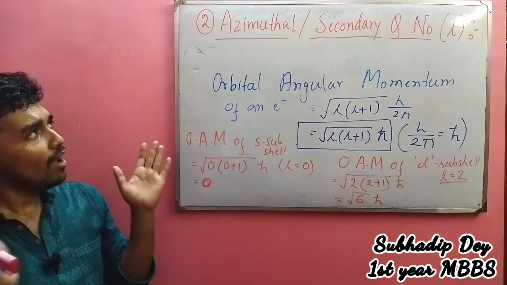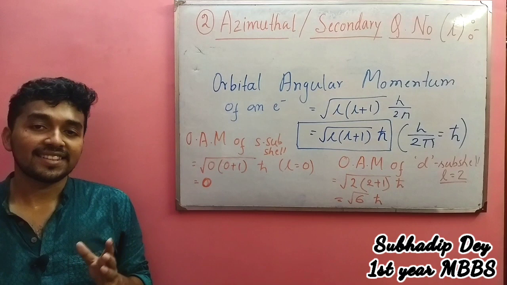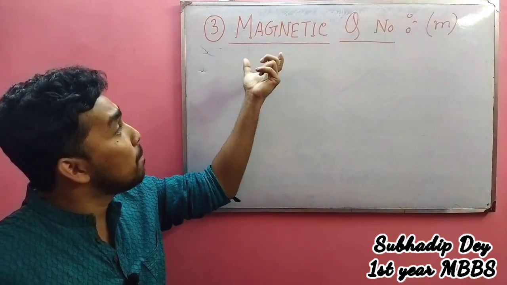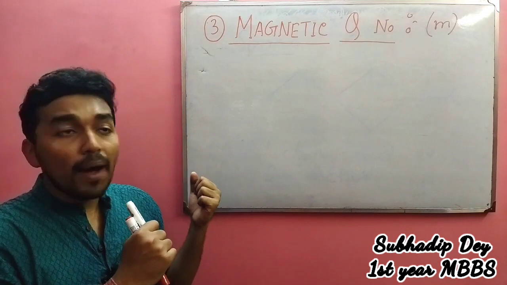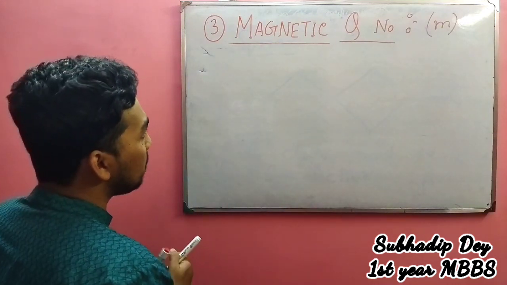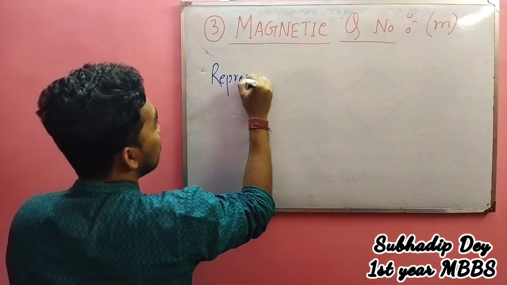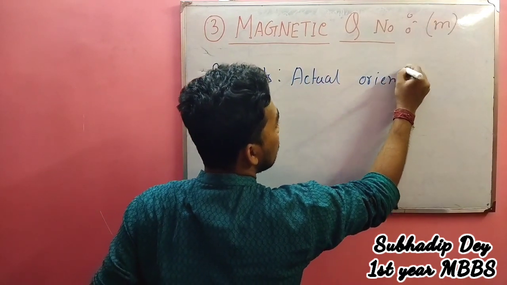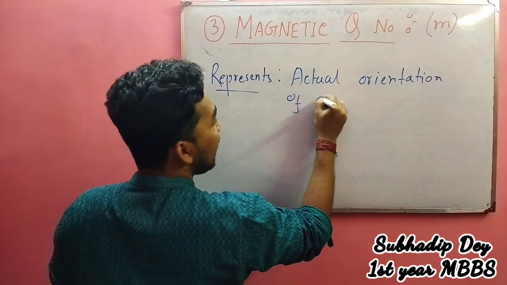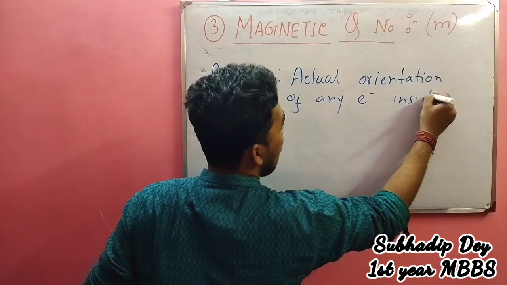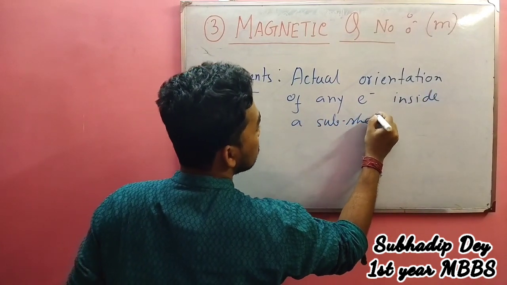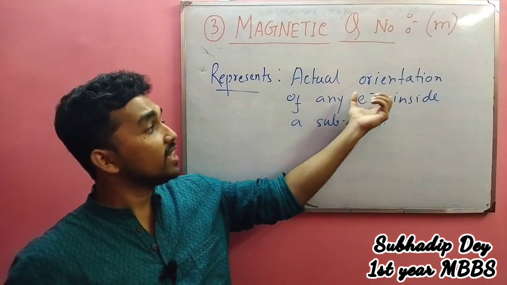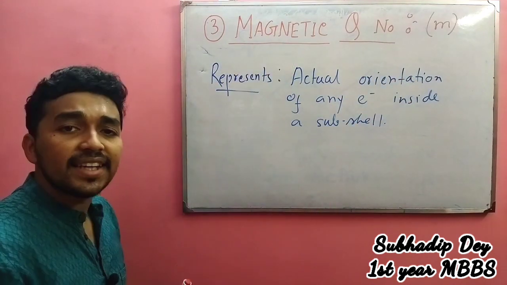ओके, तो चलो, we have completed the azimuthal quantum number. Okay, so let's take a look at the third quantum number. So the third type of quantum number is the magnetic quantum number, and it is denoted by small m. And what does it represent? This quantum number represents the actual orientation of an electron inside a subshell. मतलब within a subshell, how actually the electron wave is oriented, that is represented by the magnetic quantum number.